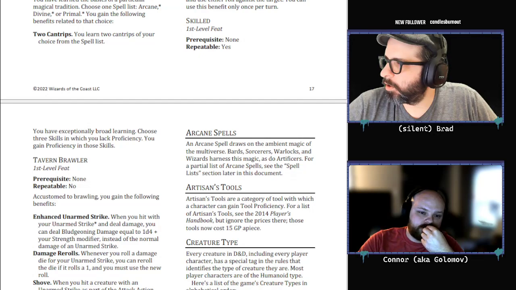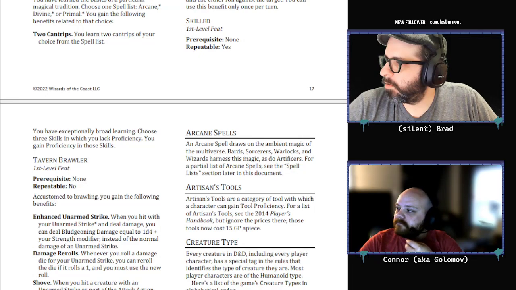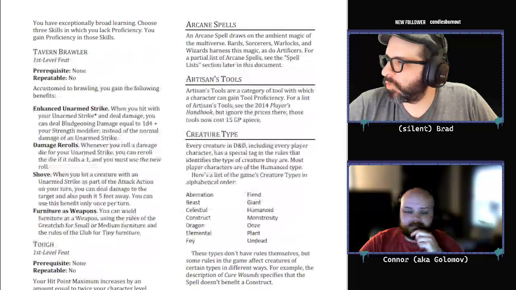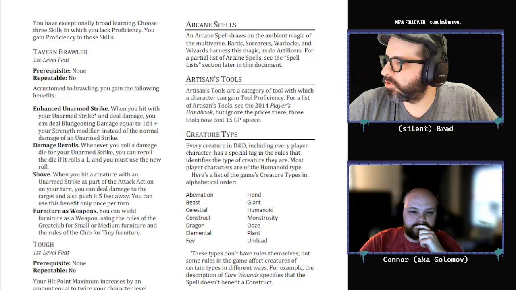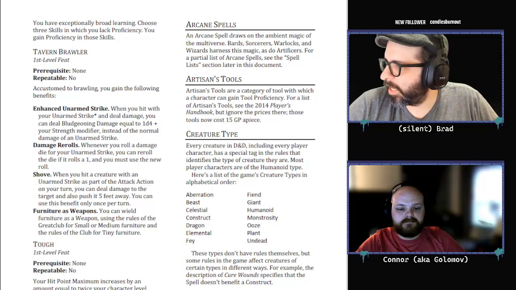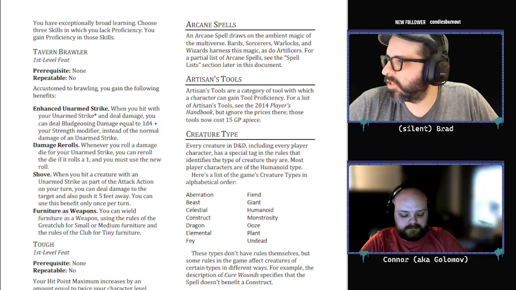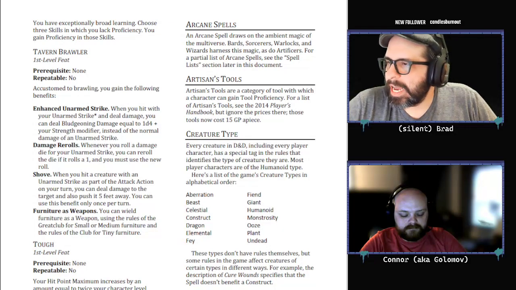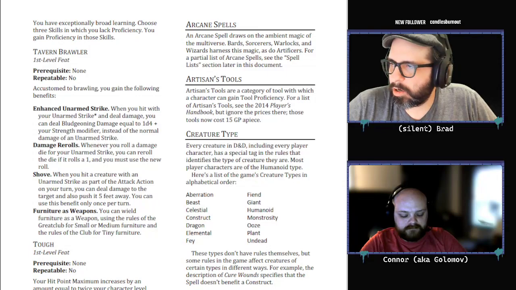Tavern Brawler: proficient with improvised weapons. Unarmed strike deals d4, and when you hit with an unarmed strike or improvised weapon, you can use a bonus action to grapple. Now it's 1d4 plus Strength for unarmed strikes.